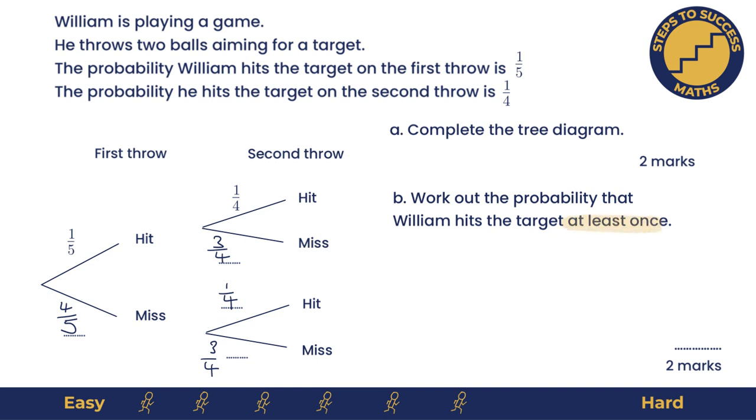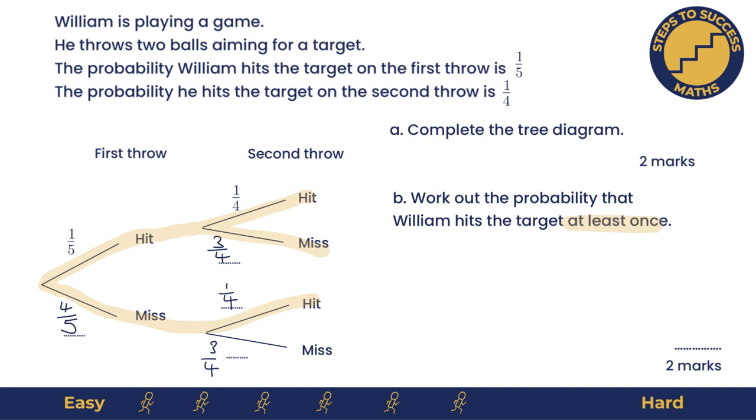So at least is an important phrase. At least. So he could hit it and hit it. He could hit it and miss it. Or he could miss it and hit it. So we've actually drawn 3 paths. The only one we can't use is miss and miss.